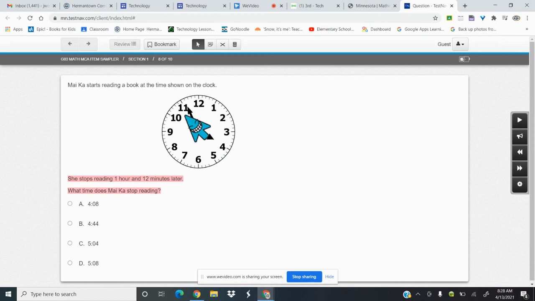So now I would need to count 12 minutes later. So I can just simply count my minutes. Let's see here, hold on. So 1, 2, 3, 4, 5, 6, 7, 8, 9, 10, 11, 12. So that means the hour hand would pass the 12, so it would be 5 o'clock. And so it looks like it would be 5:08. Okay, so 5:08, 8 minutes after 5. So elapsed time can be difficult, but hopefully I showed you a way to solve this one if you should come to it on the MCA test.